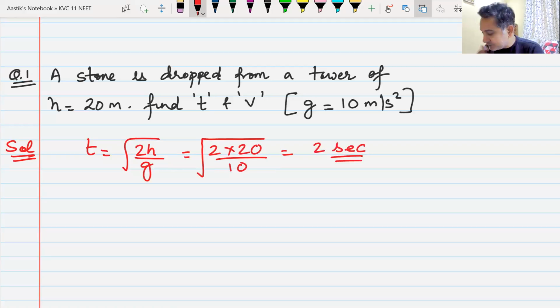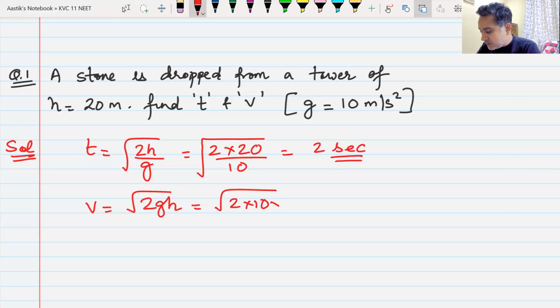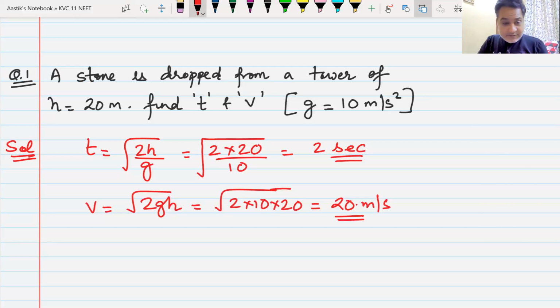What about the value of V? I can write the value of V simply as root over 2GH. So it is 2 into 10 into 20. If you take the root, it will be root of 400. Root of 400 is 20 meter per second. These are the answers that we are looking at. Everyone got this? Yes or no? Remember the simple things and you will be rewarded.